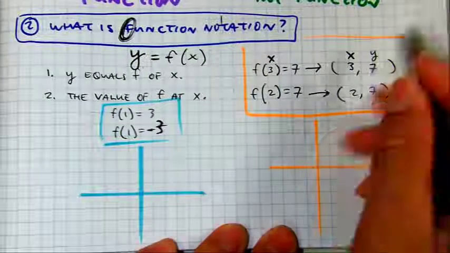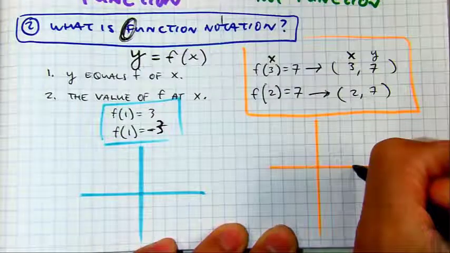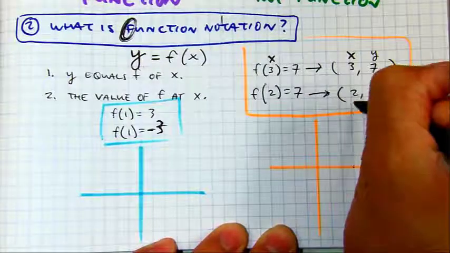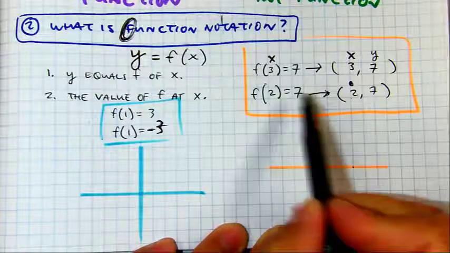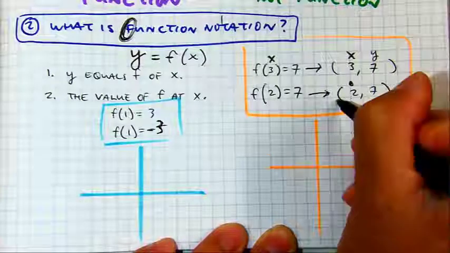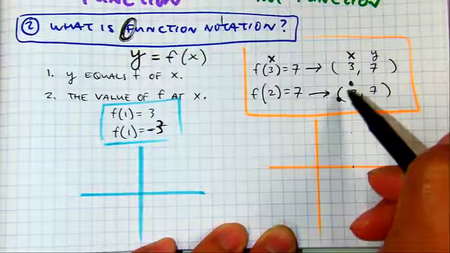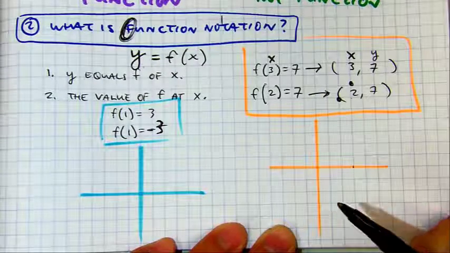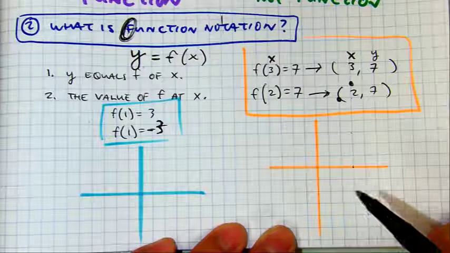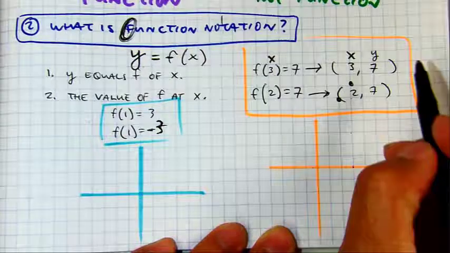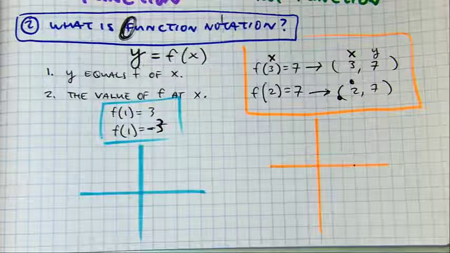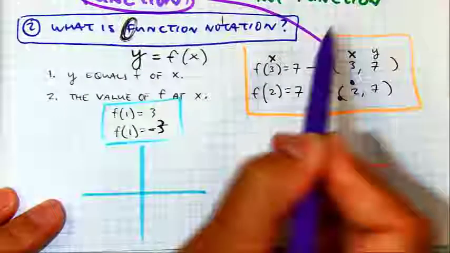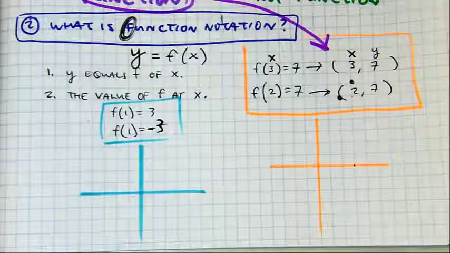2, 7. Right 2, up 7. So those are my 2 points. Is it one-to-one? Yeah. So this is a function, not a function. This is a function. For every x value, I get 1 y value.